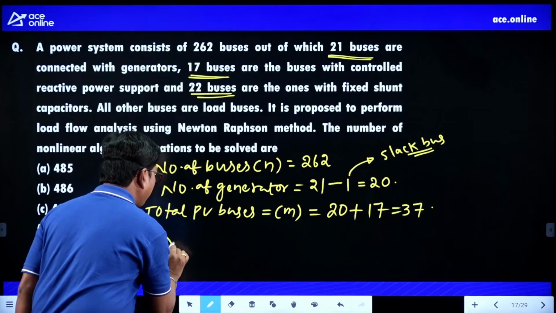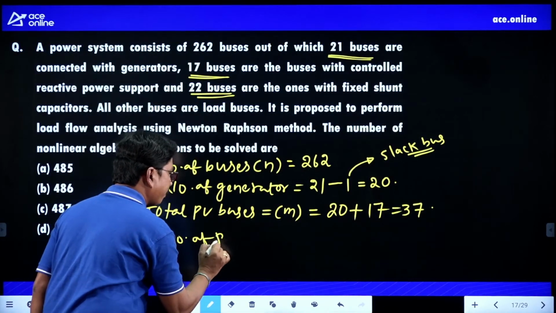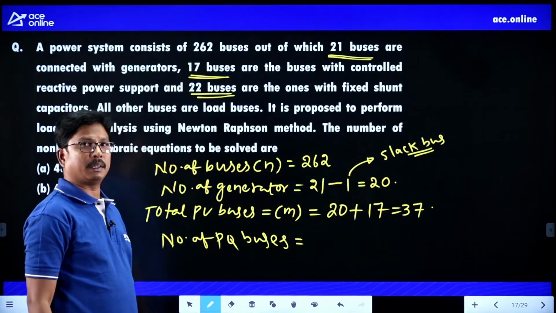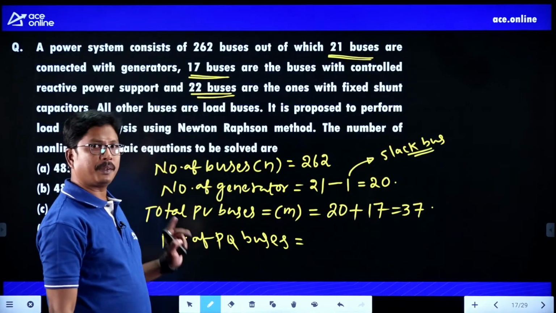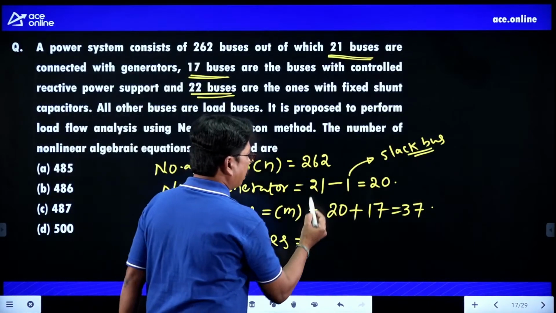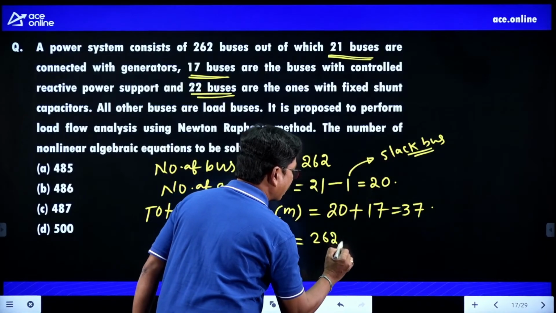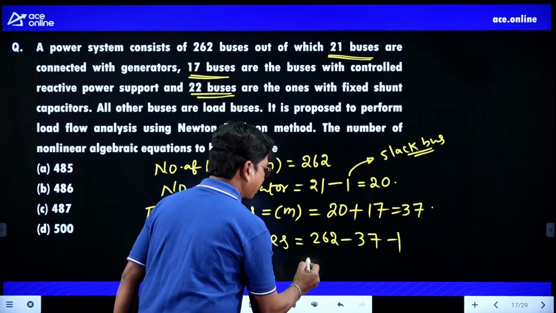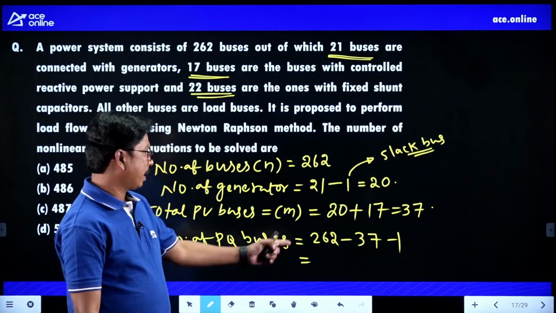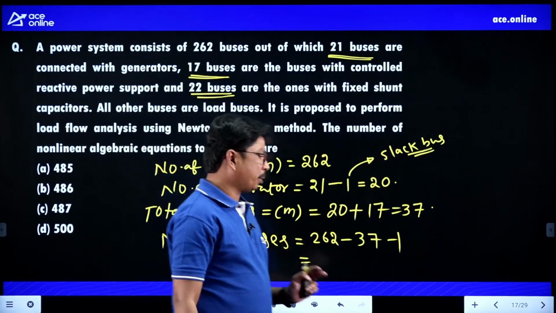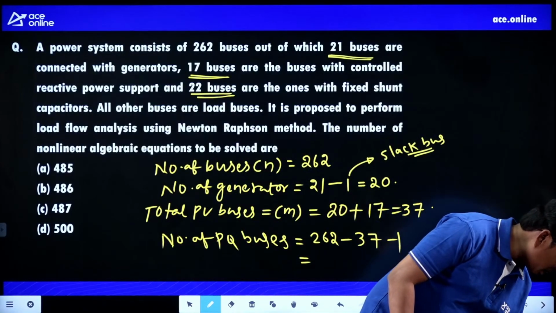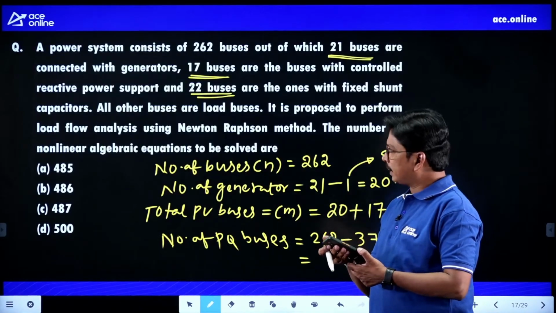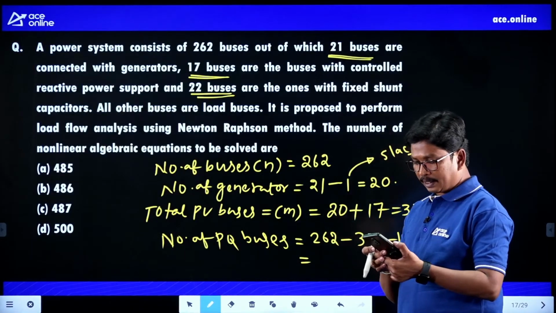Tell me, how many total PQ buses are there? It will be the total number of buses, 262, minus 37 PV buses, minus 1 for the slack bus. How many will it be? 262 minus 37 minus 1.